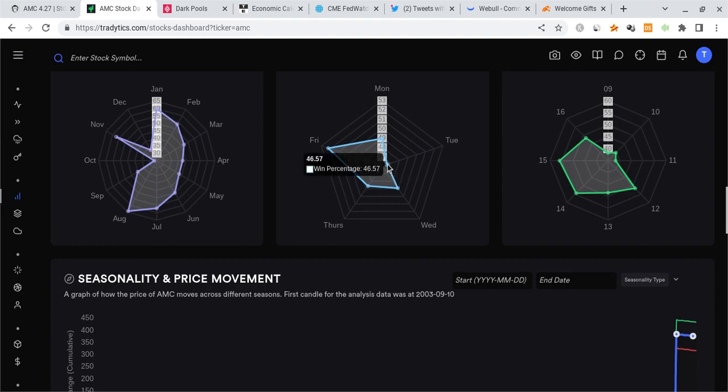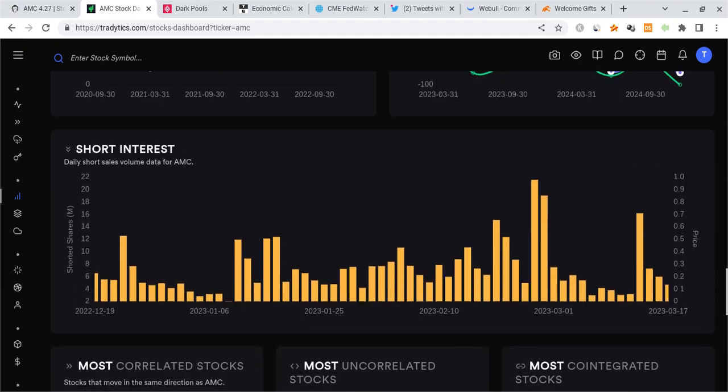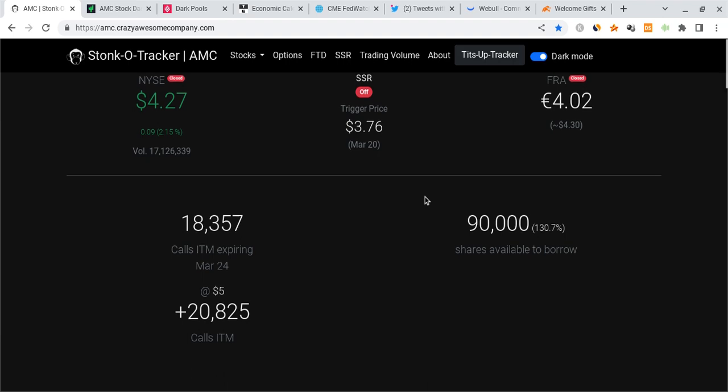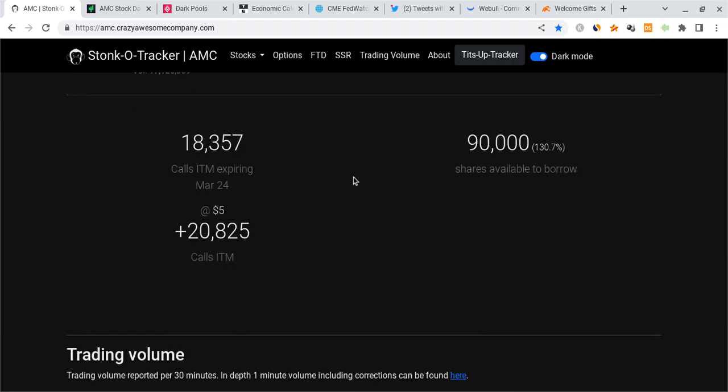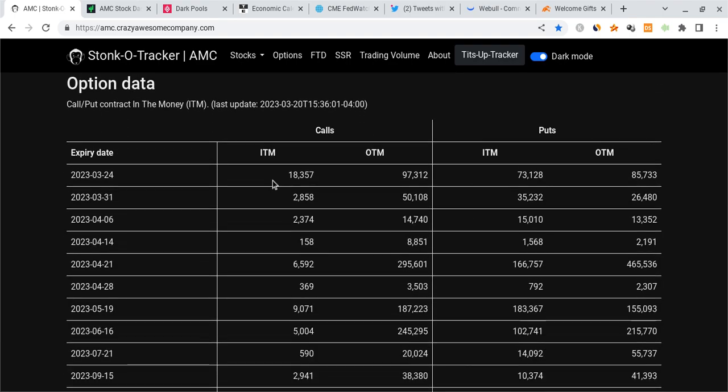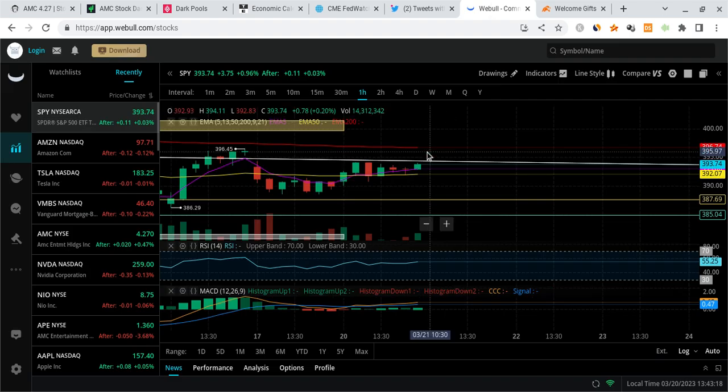Tuesdays tend to be not the best of days for AMC. She's only green about 46% of the time. And overall, the short interest, the legal short interest, has been decreasing just a little bit, at least very recently. Overall, it doesn't really mean too much because we do know what they could do from the back end with those potential naked shorts. And then looking at the data, we can see there are about 90,000 shares available to borrow. Not really a whole lot. Cost to borrow is still very high. Everything else is essentially the same.